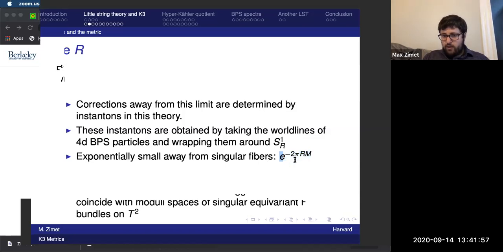And so the only time you'll get large corrections is if you have a massless particle, and those are precisely near the singular fibers, because strings that stretch from the D3 brane to the 7 branes at the singular fibers will be massless, and so you'll get very large corrections there.